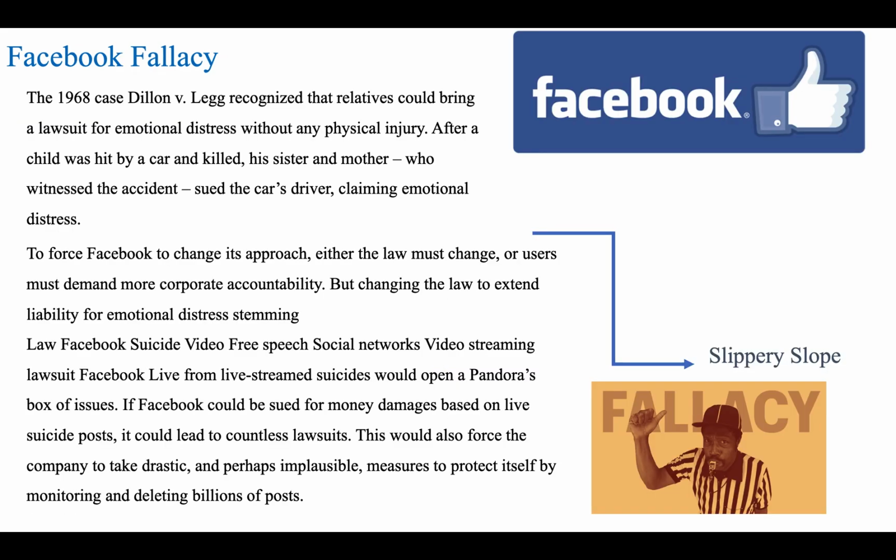Moving on, we're going to look at a specific example and go into detail about that specific topic. There was a case in 1968, Dillon versus Lake, in which it was recognized that relatives could bring a lawsuit for emotional distress without any physical injury. It was after a child was hit by a car and killed, and his sister, who witnessed the accident, sued the car driver, claiming emotional distress.